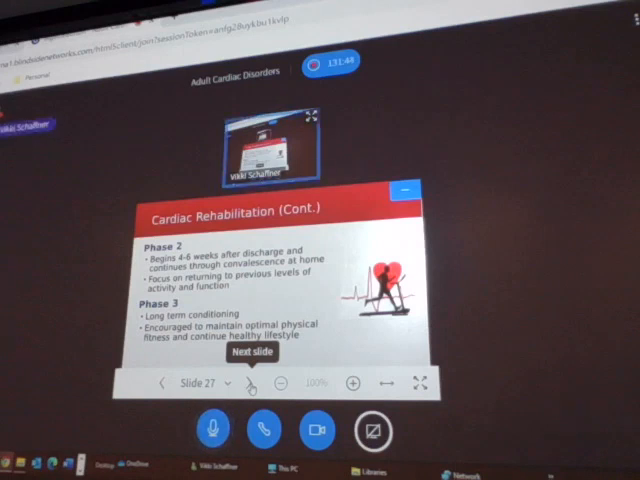Okay, you know what? I lied. I'm going to give this last little slide, and then we're going to take a break, and then we'll come back and talk heart failure.